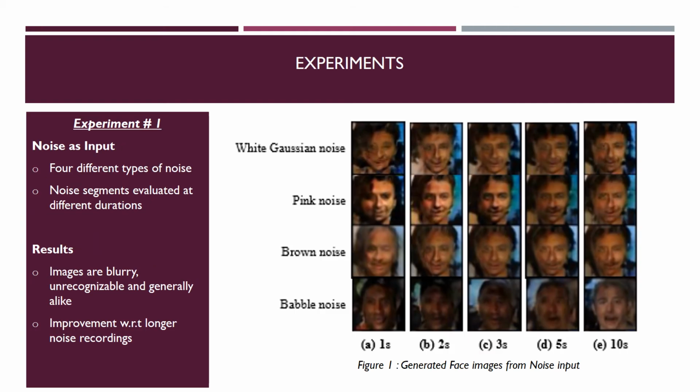As a first experiment, they gave 4 different types of noise signals as input. For example, the first row in the figure represents synthesized images obtained from white Gaussian noise at different time durations. We can see that the images are blurry, unrecognizable, and generally alike, but results do not improve with longer noise recordings.